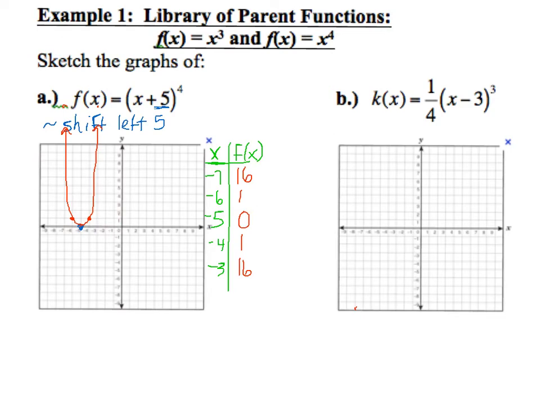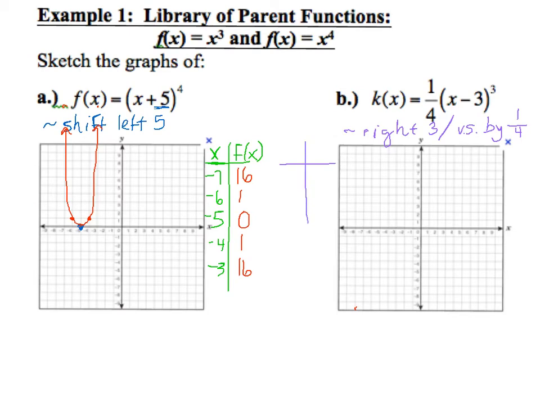Now the same thing can be done for example B, where if we look at this, notice we have a shift. We're going to go to the right 3, and we also have a vertical shrink by 1/4. So that means our graph is going to be kind of squished down and looking like it's going to be a little bit wider than what it really is. So let's make a table of values.